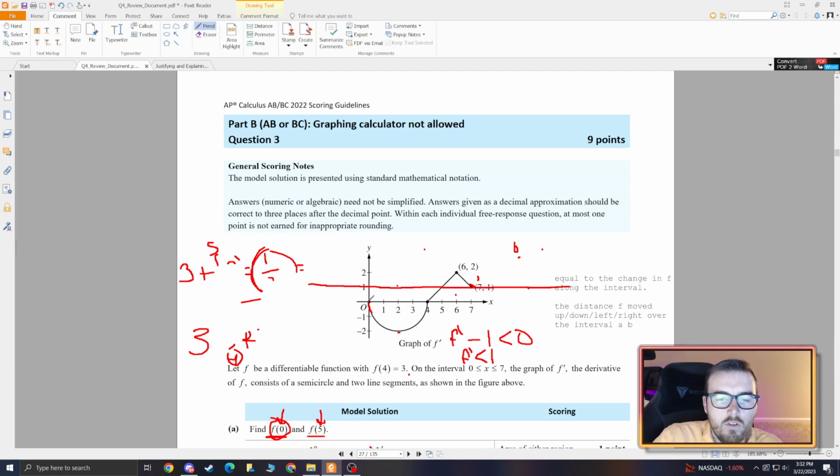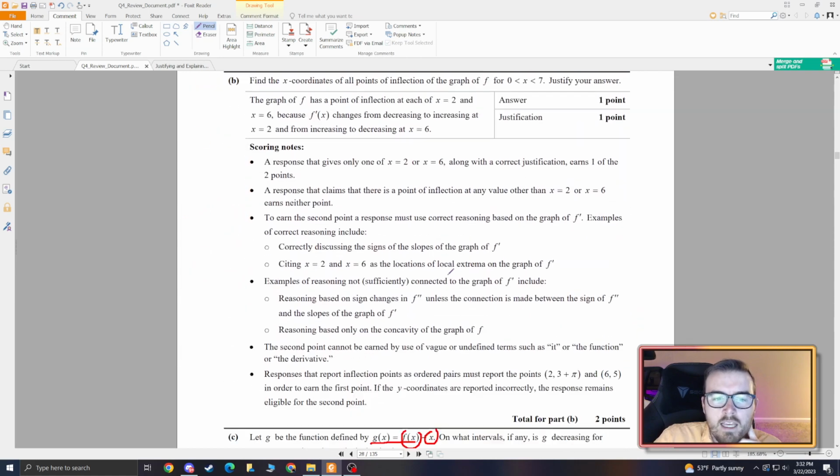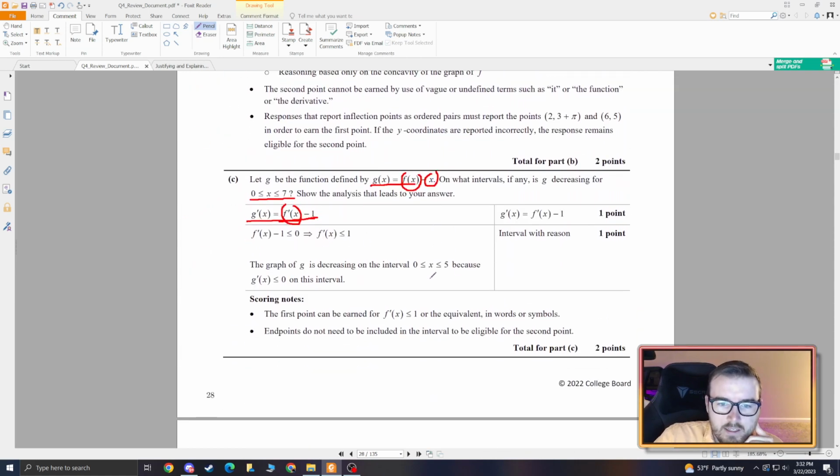It is less than 1 from 0 all the way up until 5. That is when the graph is less than 1. I think I said 0 just a moment ago. I meant to say 1, right? And that is why this response is what it is. From 0 to 5. So we have to have an analysis, a sentence: the graph of g is decreasing from 0 to 5 because the derivative is less than 0 on that interval. That's important. That's what we're stating.